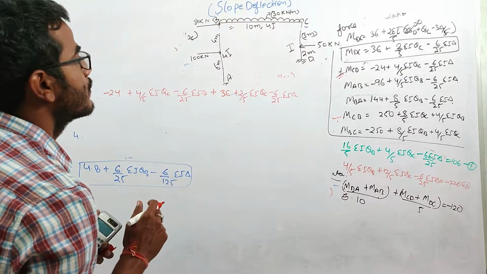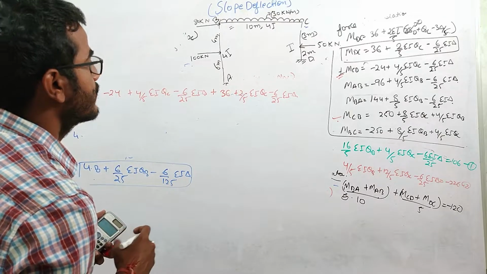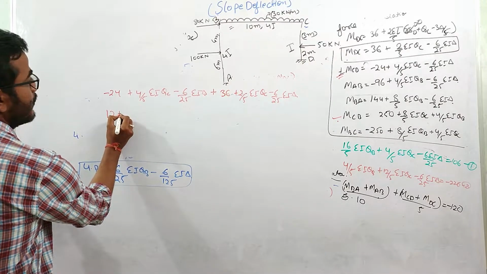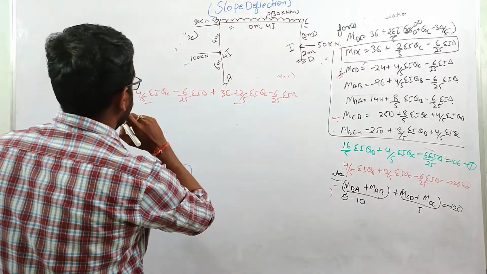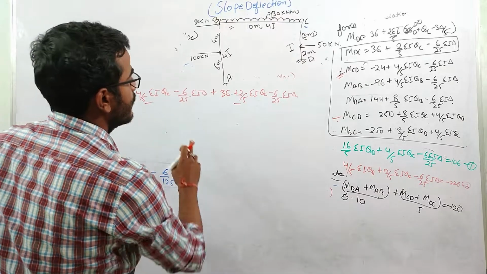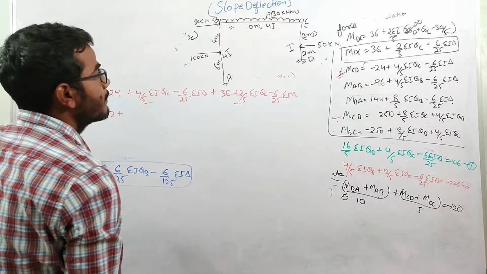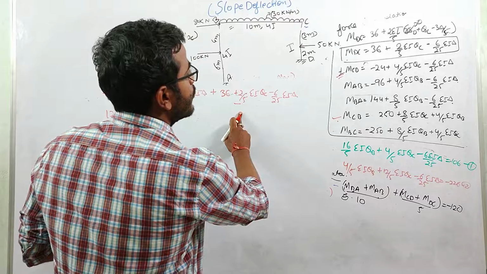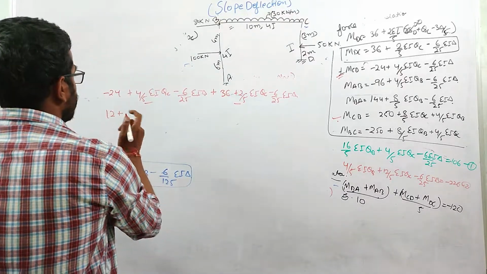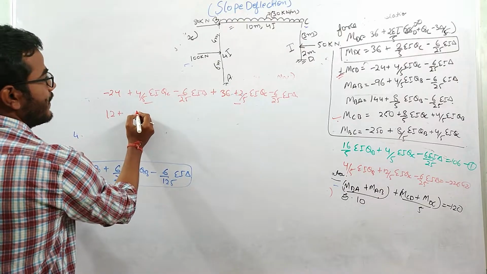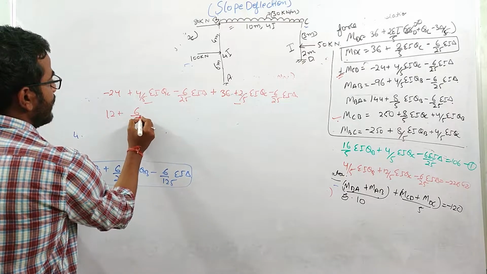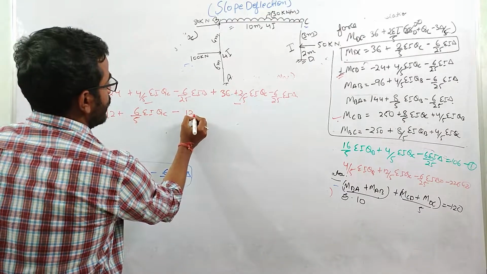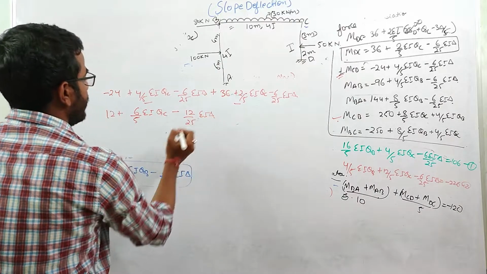MDC is 36 minus 24 MCD, right? So this is 12 plus this term will become 4 by 5, and MDC is nothing but 2 over 5, right? So I can write 6 over 5 EI theta C, right? And I can write this 12 over 25 EI delta.